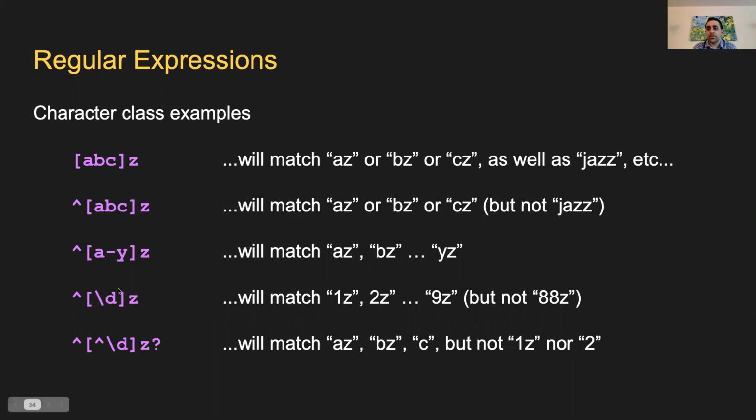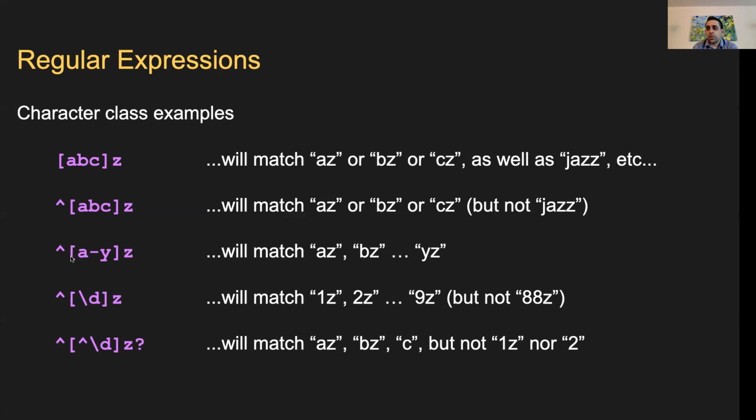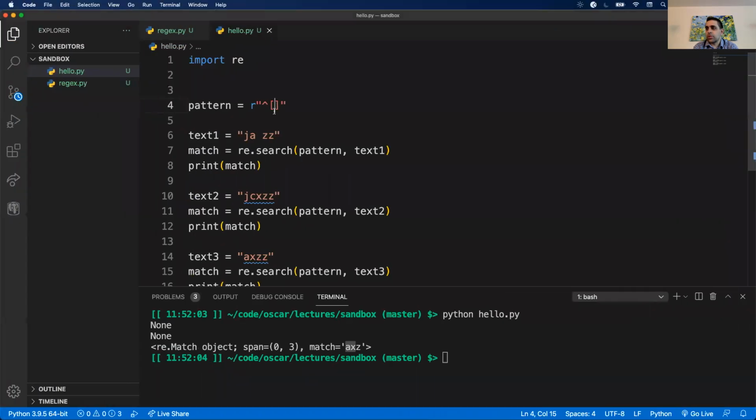Another example, I'm using that character class of digit. So in this case, I have a digit. The brackets are optional here. So in this case, we'll match 1Z, 2Z, 9Z, but not 88Z. The reason being is because this is a single character of digit. But to open that up, I have /D and a Z here. That will match 8Z because I have the start of line character.